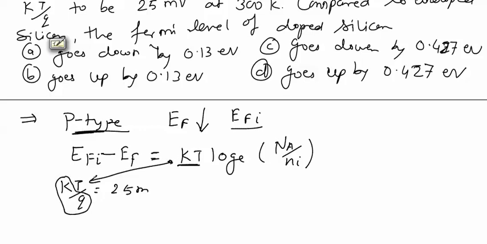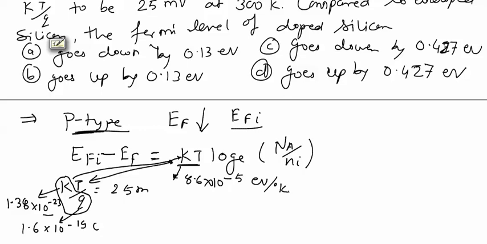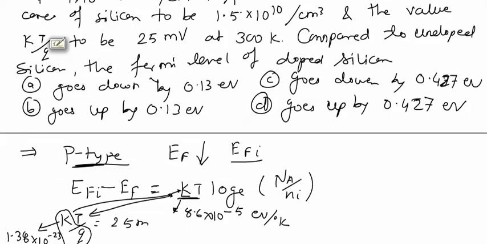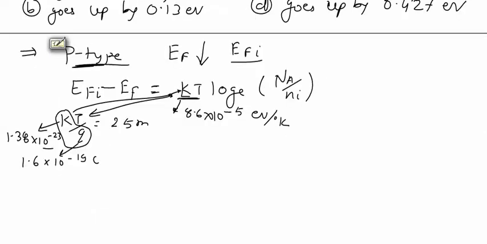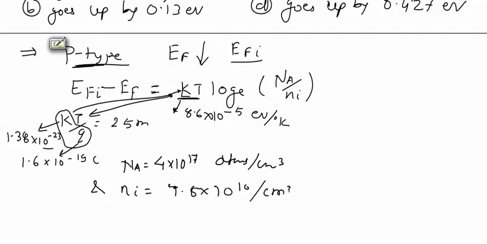Here this K by Q is nothing but our K, and here the value of K is 1.38 into 10 raised to power minus 23 joule per degree Kelvin, and Q equal to 1.6 into 10 raised to power minus 19 coulomb. Here K equal to 8.6 into 10 raised to power minus 5 electron volts per degree Kelvin. K by Q and K here both are same, so we can start solving the problem. The concentration of acceptor type impurity Na is given as 4 into 10 raised to power 17 atoms per centimeter cube, and intrinsic carrier concentration is given as 1.5 into 10 raised to power 10 per centimeter cube.